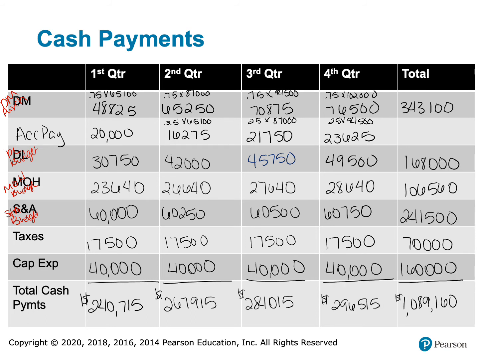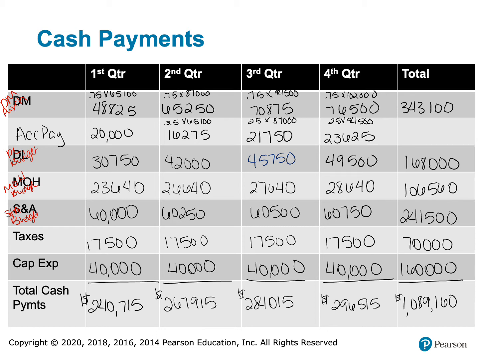So hopefully your answers look like mine. Now, the one thing that we still need to address is our quarter four. We know we paid for 75% of the direct materials purchases in quarter four, so that's 75% of the 102,000. But the other 25% of quarter four's materials purchases won't be paid for until next year. So that will show up in our balance sheet as accounts payable.